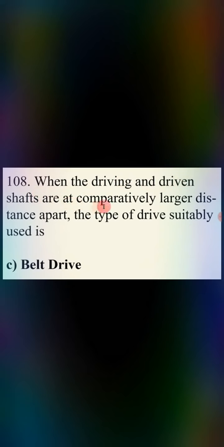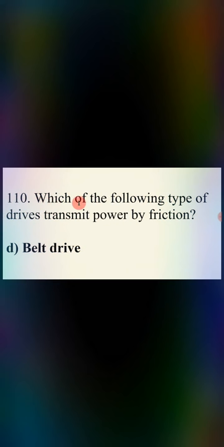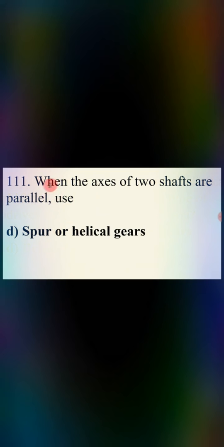When the driving and driven shafts are at a comparatively larger distance, we use belt drive. Which type of belt is also known as a positive drive belt? The timing belt is the positive drive belt. In the belt drive, power is transmitted by friction.